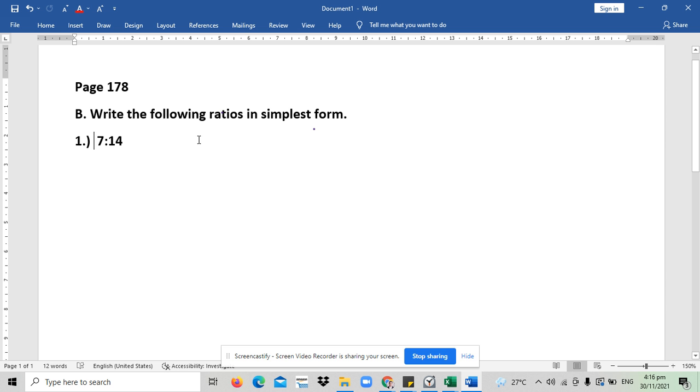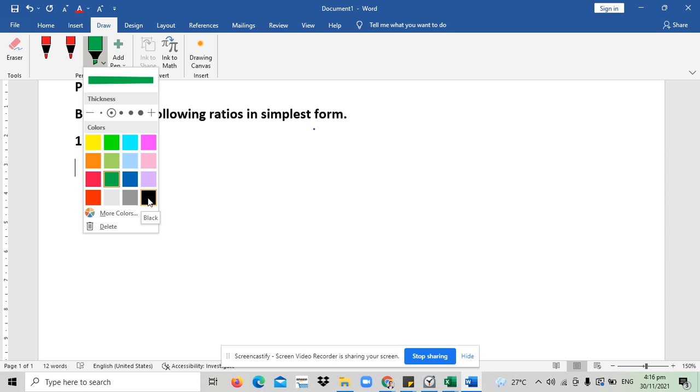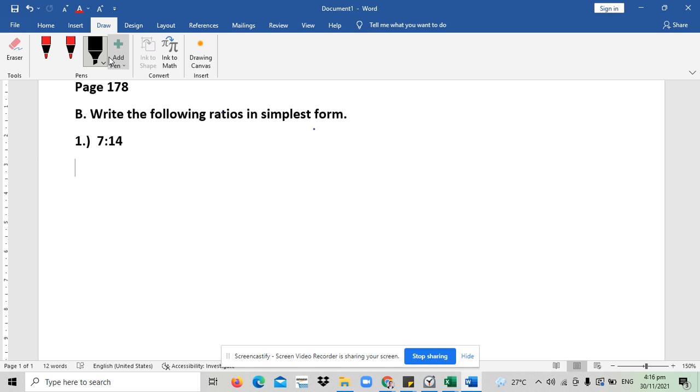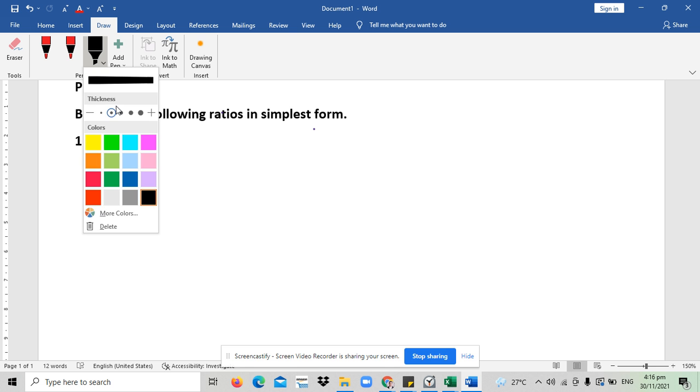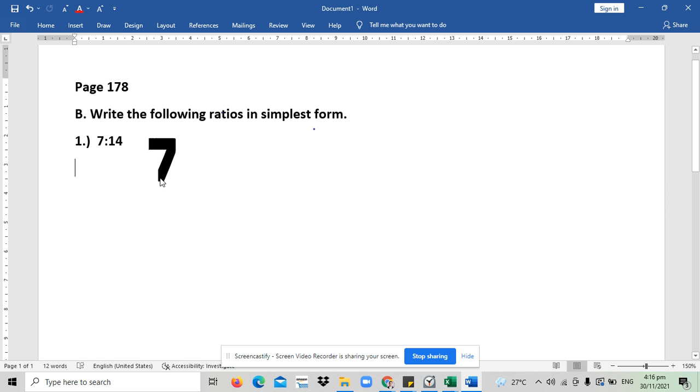So in the previous video, I taught you how to simplify. So what's the first step, Gani? The first step is to write the ratio in a fraction form. Correct. Now let's write 7 is to 14 into fraction form, and that would be 7 over 14. Why should we not write 14 over 7?